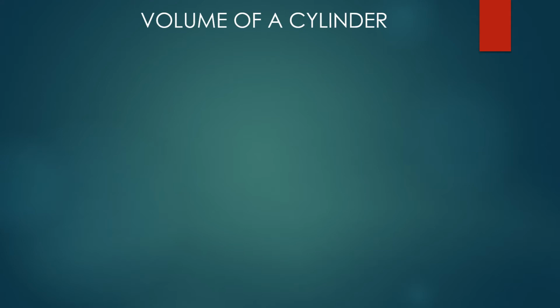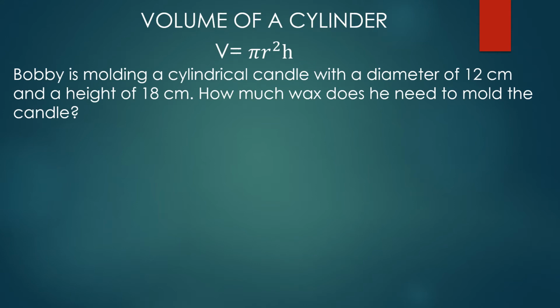Now, let us have volume of cylinder. Cylinder, parang lata, bilog na may haba. So, ang formula ng volume of cylinder is pi r square times height. Yung pi r square, bilog yan, times height, taas niya. Bobby is molding a cylindrical candle with a diameter of 12 cm and a height of 18 cm. How much wax does he need to mold the candle?